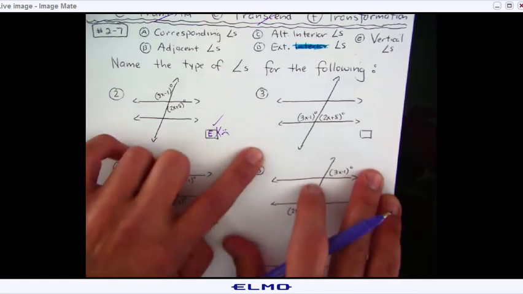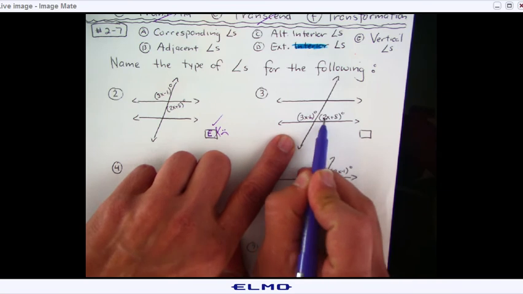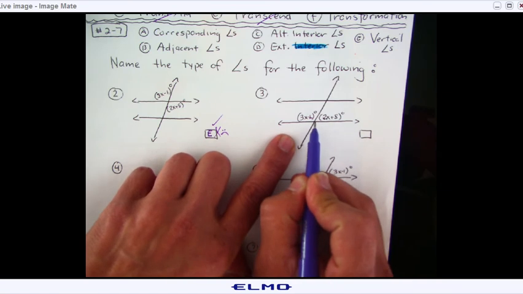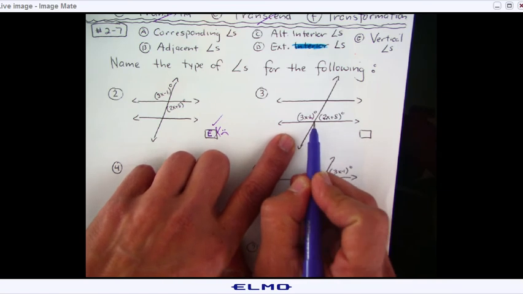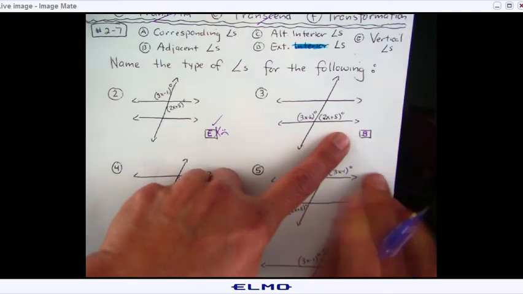Let's go to number 3. Look at, they're side to side. So those are called adjacent. Remember, adjacent, so that's your letter B. Okay, B.